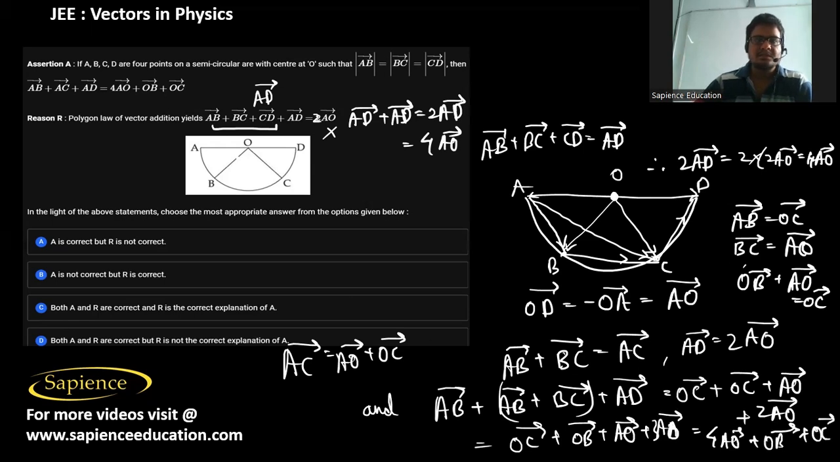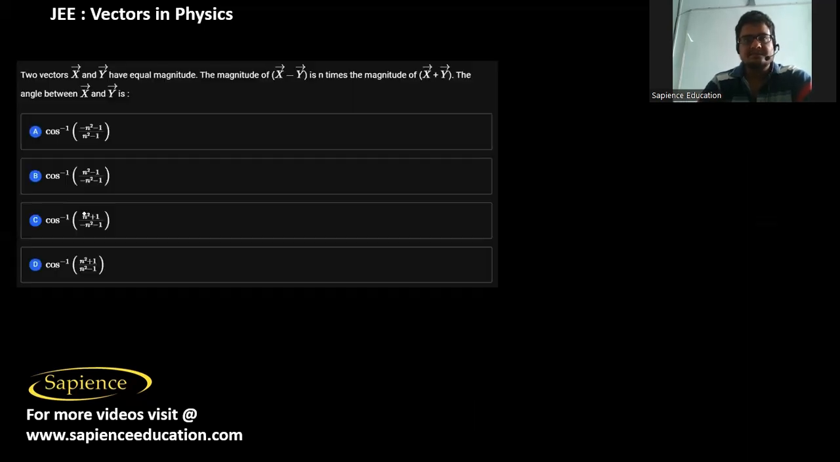So hence the assertion A is correct, but R is not correct. So A is correct, but R is not correct. So option A is the correct answer.